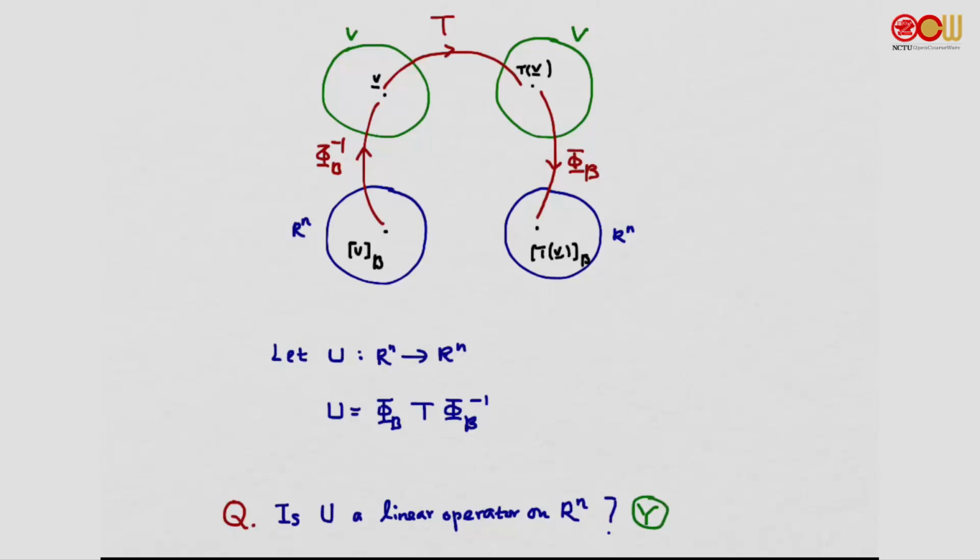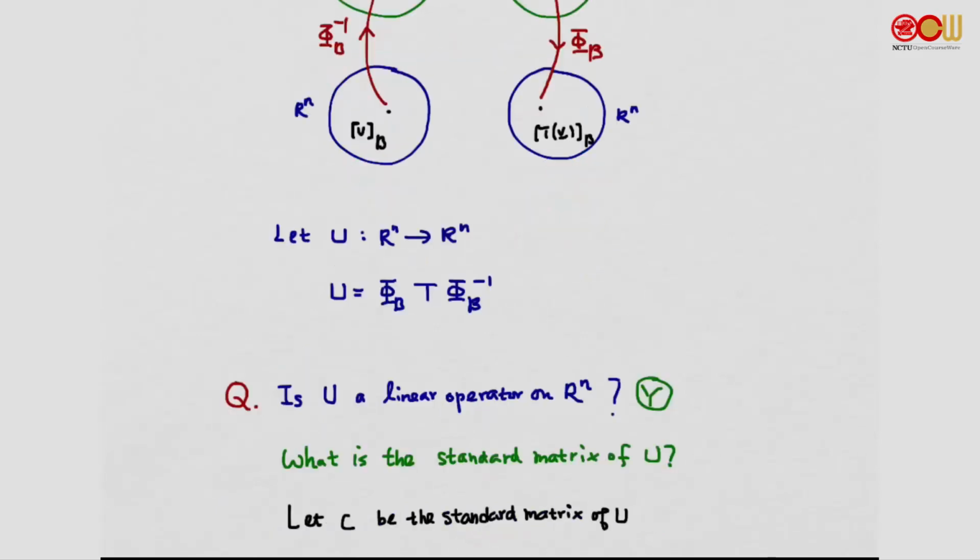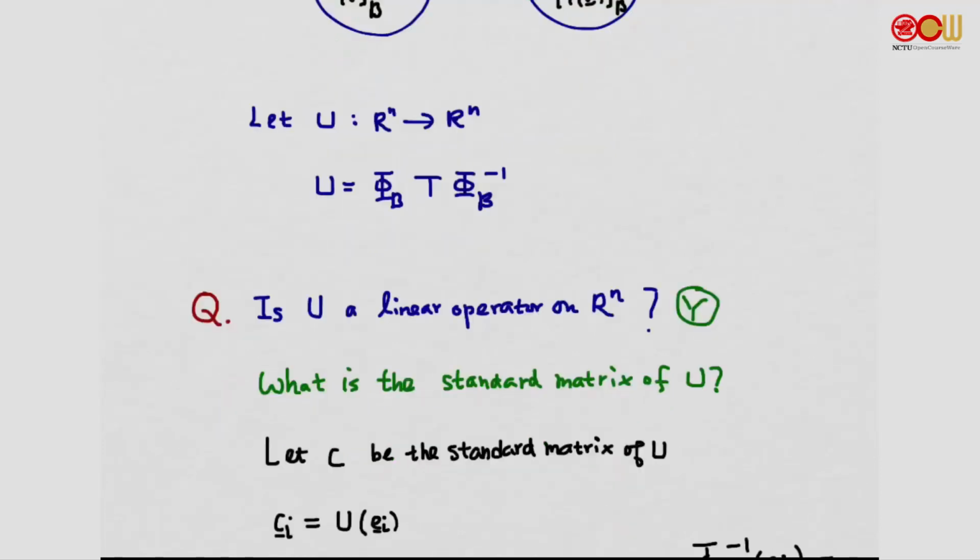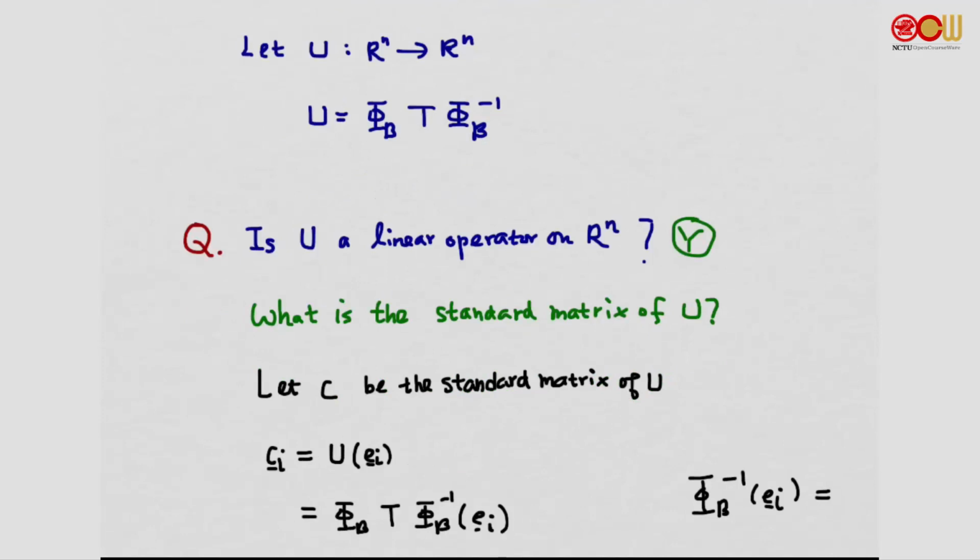Well, if it's a linear operator from Rn to Rn, then you would have a standard matrix, right? What is the standard matrix of U? If C is the standard matrix of U, how can we obtain C? It's a linear operator on Rn, so we know the standard matrix consists of the images of the standard vectors. In particular, the ith column vector of the standard matrix is the image of the ith standard vector of Rn. So let's plug that in.